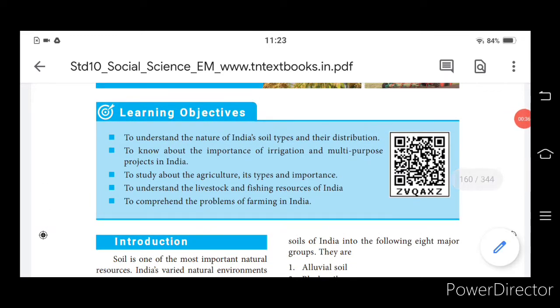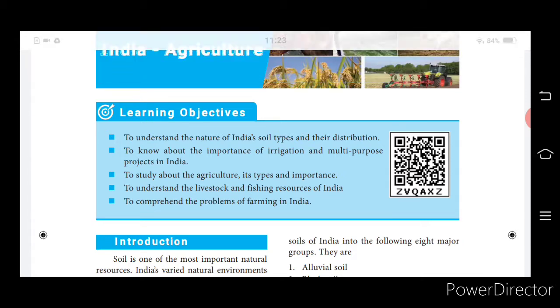To understand the nature of India's soil types and their distribution, number 1. Number 2 is to know about the importance of irrigation and multipurpose projects in India. Number 3 is to study about the agriculture, its types and importance. Fourth one is to understand the livestock and fishing resources of India. And the last one is to comprehend the problems of farming in India.